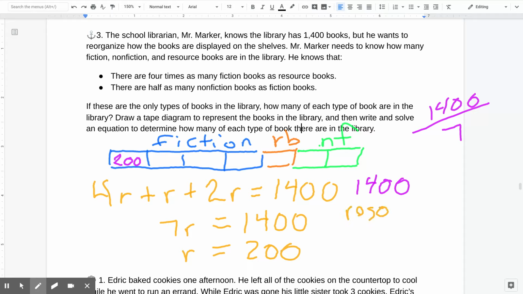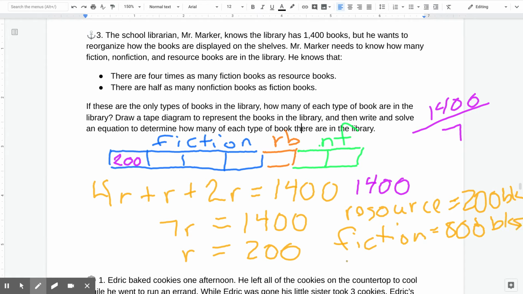So for the resource, there's 200 books. For the fiction, there's 4 times the resource books, or 800 books. And for the nonfiction, there's 2 times the resource books, or 400 books.